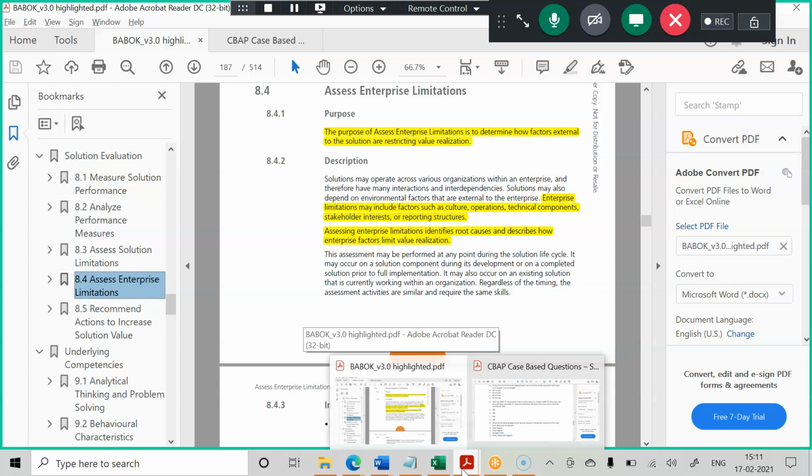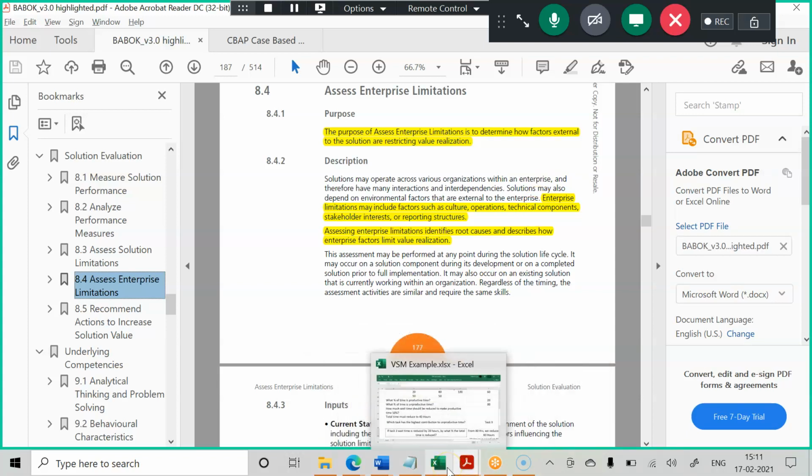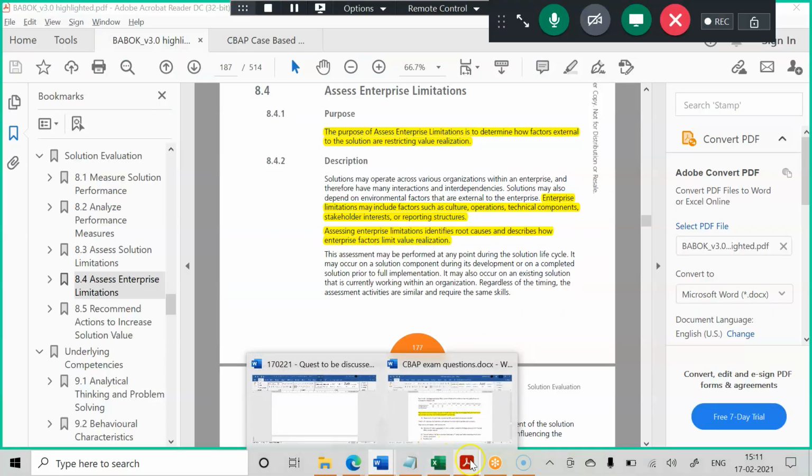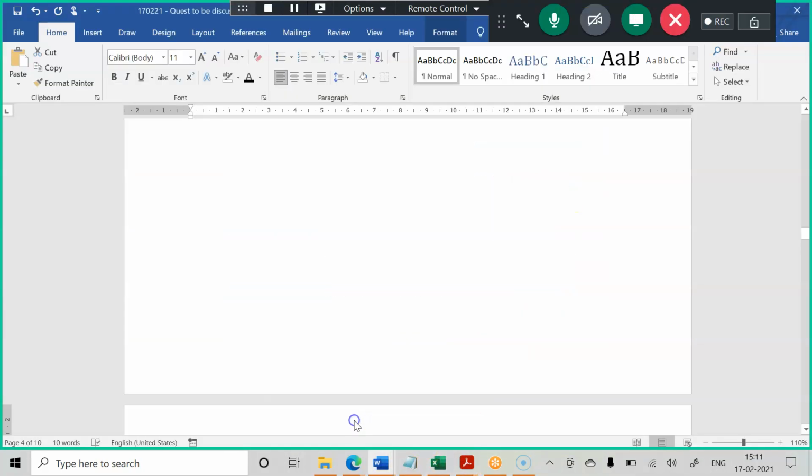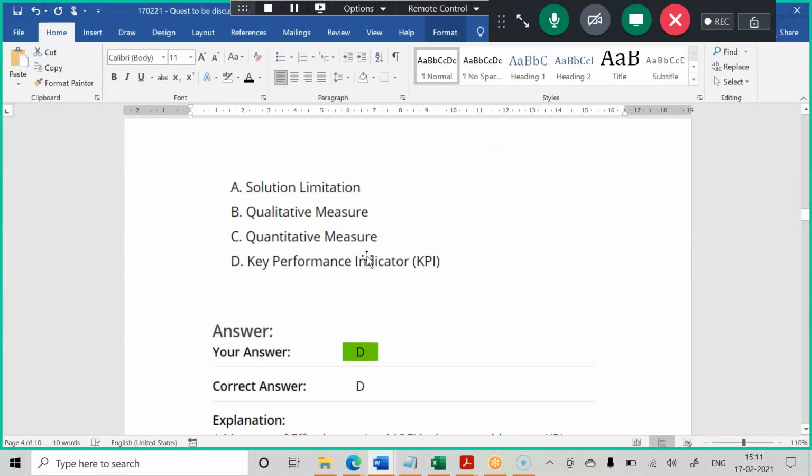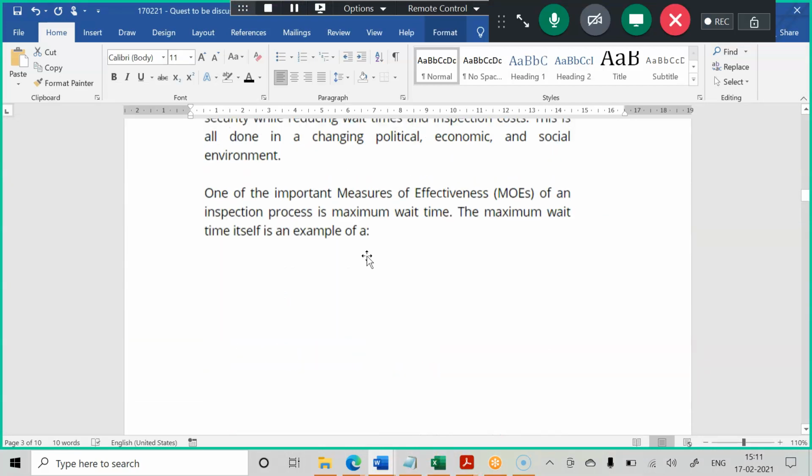They are writing assess solution limitations. These are the external factors, Sujit, external factors that are affecting the environment. Correct. So we'll do that as well.